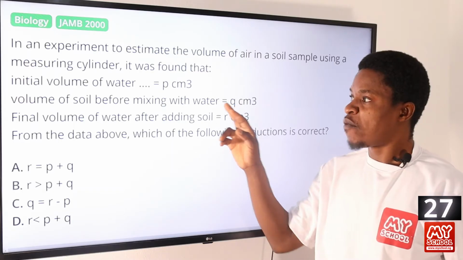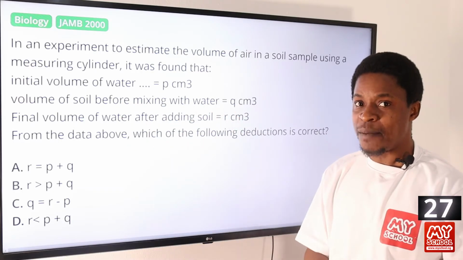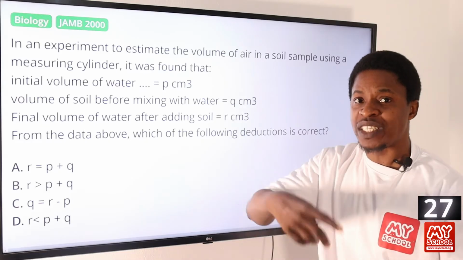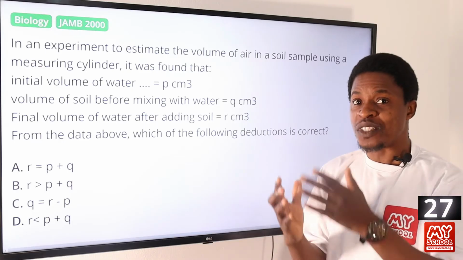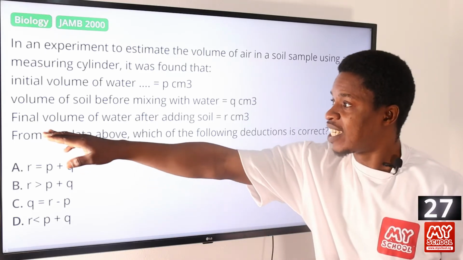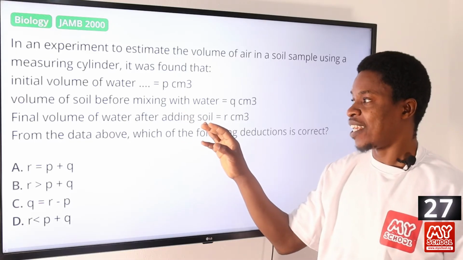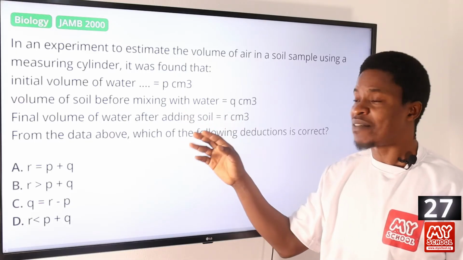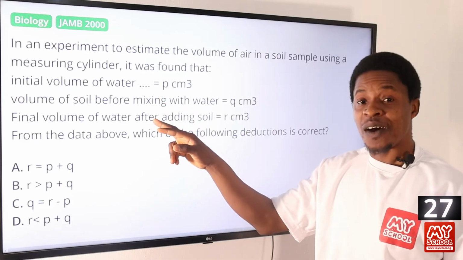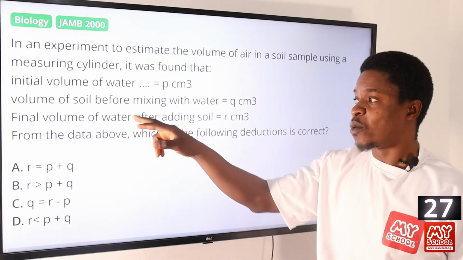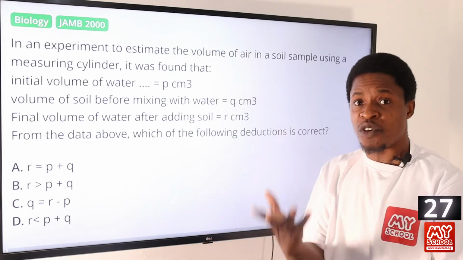Don't forget, before mixing with water, air was still present in the soil, because once you add water and mix, the air in the soil will escape out. We were told that the final volume of water after adding soil was R cm cubed. After you've added soil, there is no more air because you have added water and mixed it with the soil, and you will see the bubbles coming out from it.